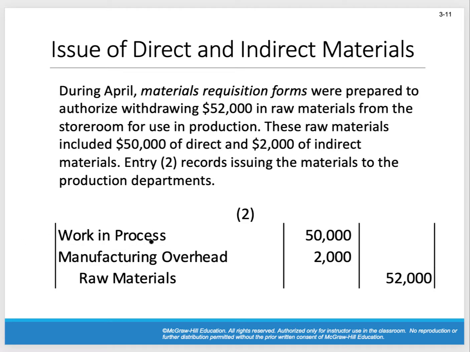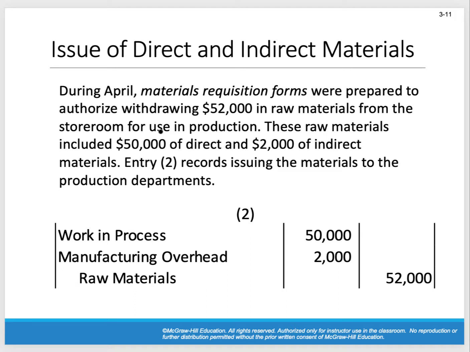Let's look at the journal entry for our direct and our indirect materials. They tell us that during April, we have a materials requisition form. We know what that is. We saw it in chapter 2. It was prepared to authorize withdrawing $52,000 in raw materials from the storeroom for use in production.